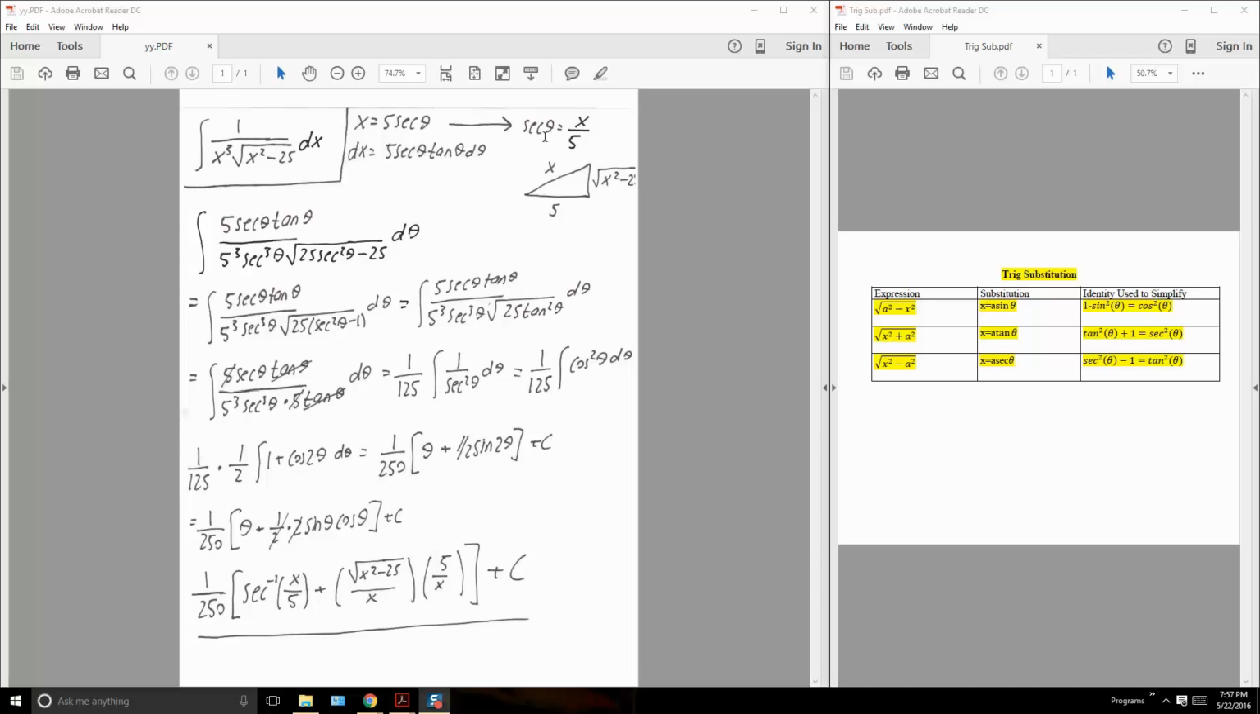Theta we can say is, if we take secant inverse, theta is equal to secant inverse of x divided by 5. Sine theta, by looking at the triangle, we can say opposite is the square root of x squared minus 25, hypotenuse is x. That's going to be sine theta. And cosine theta, we have adjacent 5 divided by hypotenuse x, so 5 divided by x, plus arbitrary value of c. And now we're finally done. And that's all we need to do.